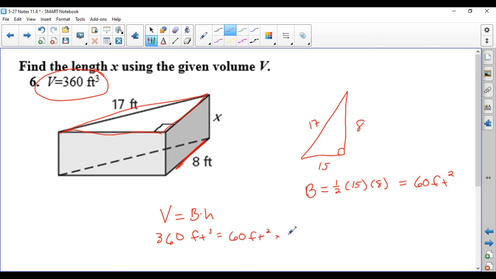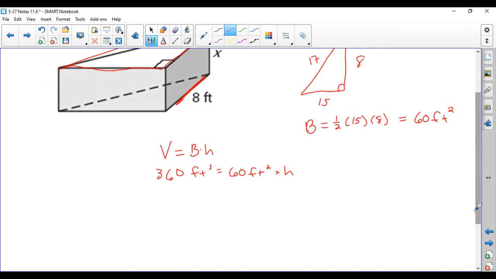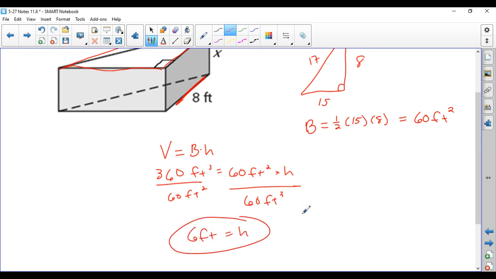And what we need to find is the height. So we're going to divide both sides by the 60 square feet. And notice the units. When I divide cubic feet by square feet, I get feet. 360 divided by 60 is 6 feet. That's my height.